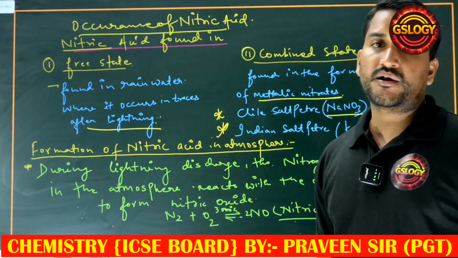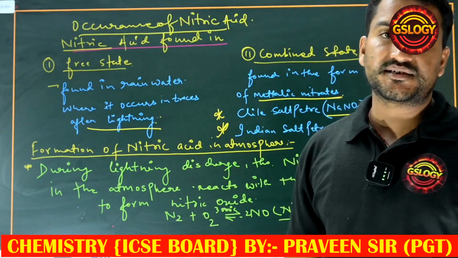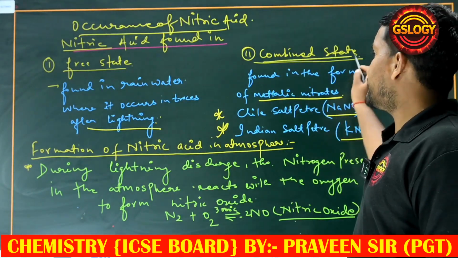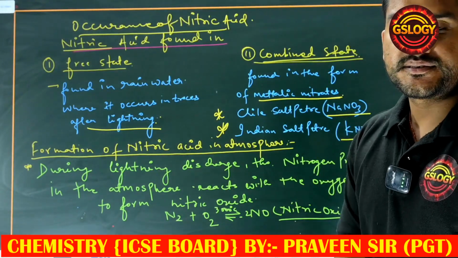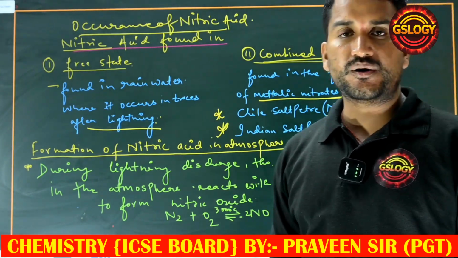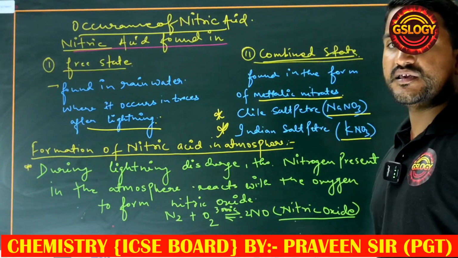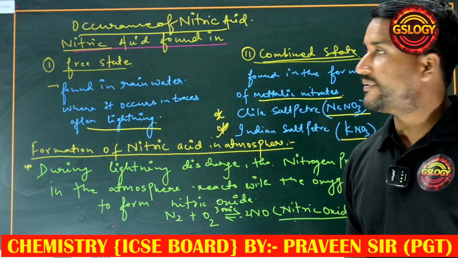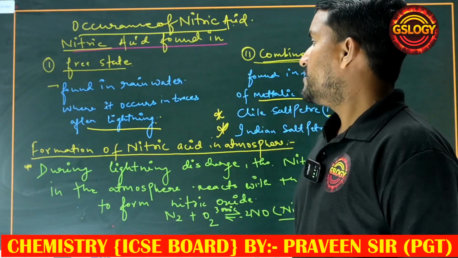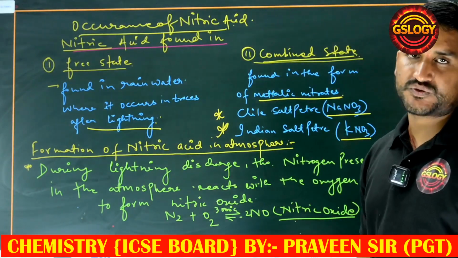So in the free form, nitric acid is found in rainwater, where it occurs in traces after lightning. But in the combined state it is found in the form of metallic nitrates, for example, Chile saltpeter NaNO3 and potassium nitrate, Indian saltpeter KNO3. Got it? That is all about the occurrence of nitric acid. The next topic is the formation of nitric acid in the atmosphere.